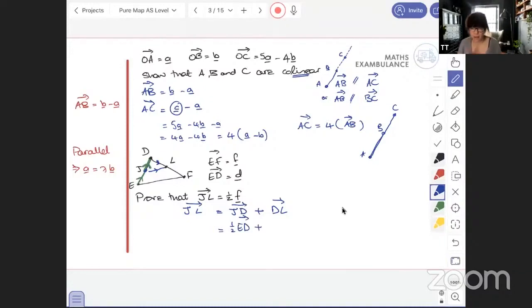Now D to L there is the same as L to F. D to L and L to F are identical. They're both half D to F.